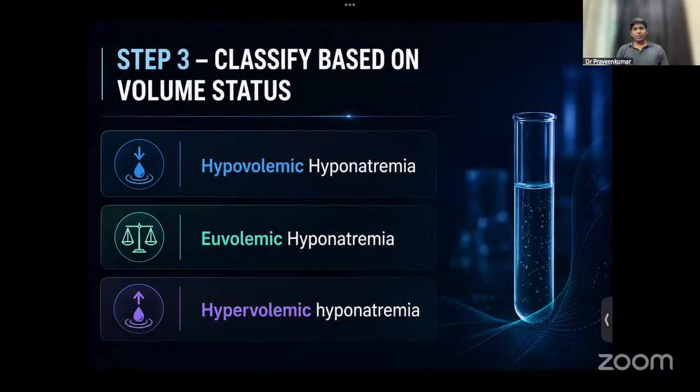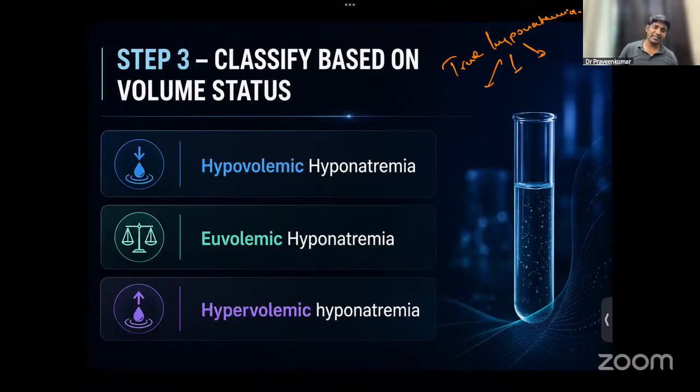Once you are done with this, true hyponatremia should be classified once more, into 3 important types: hypovolemic, euvolemic, and hypervolemic. The reason I wanted to tell tonicity before volume status is that most people, even when I was a medicine PG and some medicine PGs now, whenever they are faced with hyponatremia, immediately classify it as hypovolemic, euvolemic, or hypervolemic, which shouldn't be done, because first you have to rule out pseudo hyponatremia. Only when you rule out pseudo hyponatremia and it is confirmed to be true hyponatremia should you classify it according to volume status.